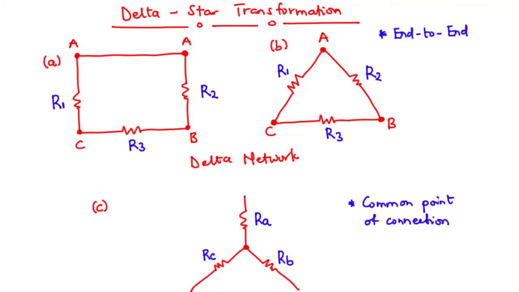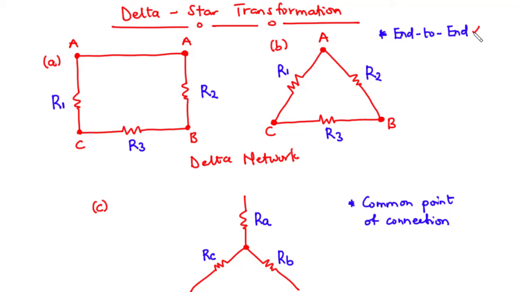Three resistors are said to be in delta if they are connected end to end. Now, when you look at diagram A and then diagram B, you realize that we have three resistors, R1, R2, and then R3, and these three resistors are connected end to end in the network. So for delta network, the three resistors involved are connected end to end.